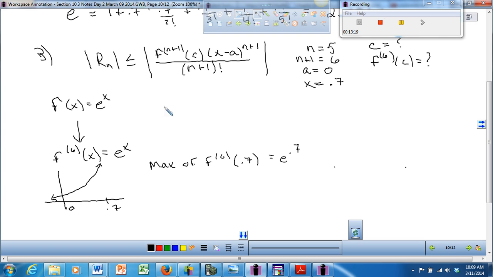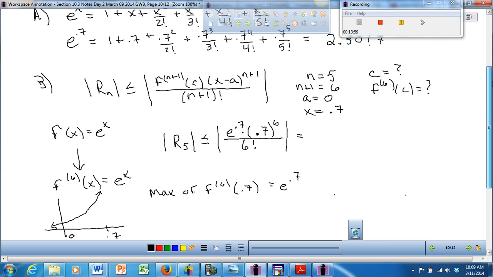So now we can fill in everything. We're finding the remainder after a degree of 5. It's less than or equal to the absolute value of e to the 0.7 times what? 0.7 to the what power? 6, all over 6 factorial. There we go. And there is our maximum error for our polynomial that we wrote up in part A.